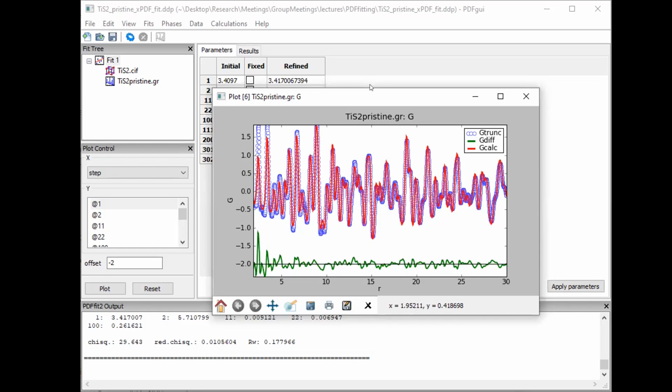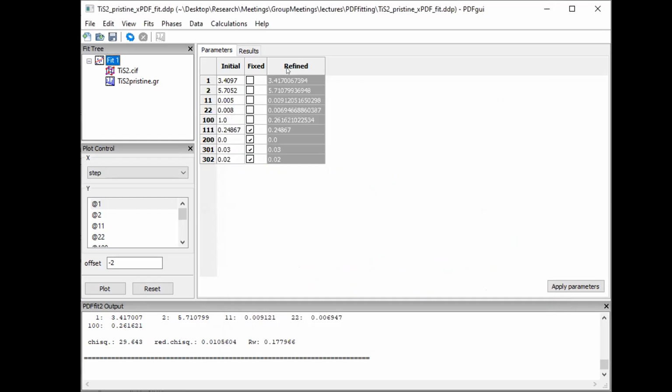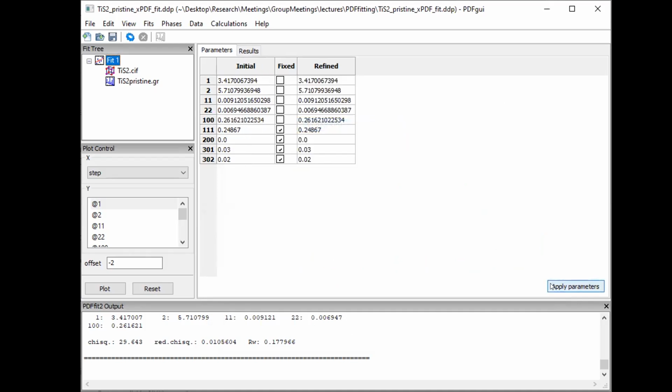And we can do that at the same time when we do the atomic position fitting. So we can uncheck them. Oh, by the way, we just copy the refine to the initial, since there now are better numbers to start with, right? And remember to click apply. So now those fitted parameters will be the initial values for the next round of fitting.